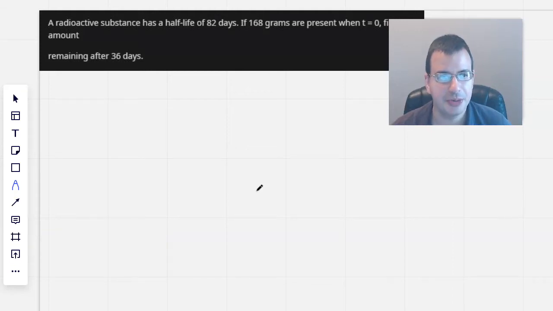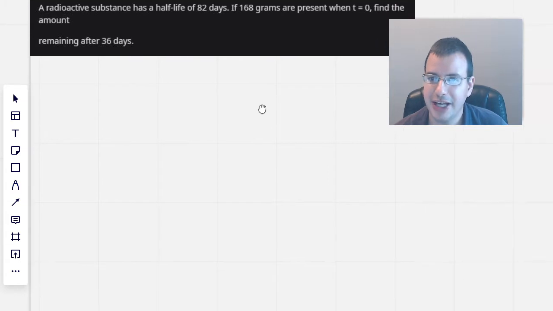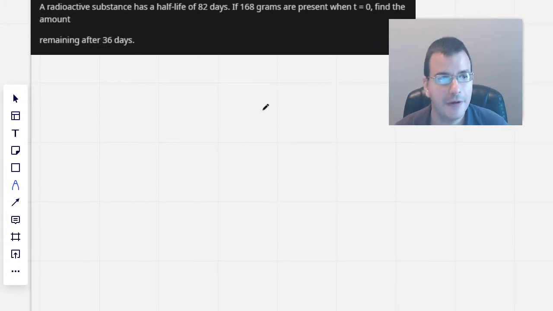A radioactive substance has a half-life of 82 days. 168 grams are present when time t equals 0. Find the amount remaining after 36 days.